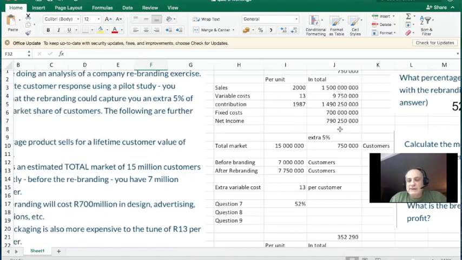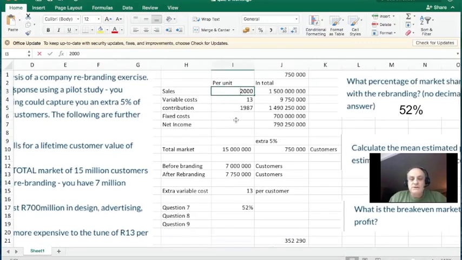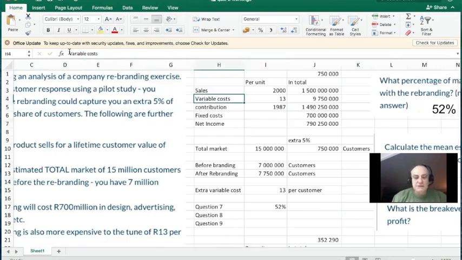If you look at it, in this column we put anything that's per unit, and in this column we put anything that is the total amount. So what do we know at the moment? We know this information over here. We know that every person we sell to, we're going to make 2,000 Rand. We know that our variable cost is 13 Rand per customer. That leaves us with each customer that we add giving us 1,987 Rand. So I'm going to put in the sales, less variable cost equals my contribution.